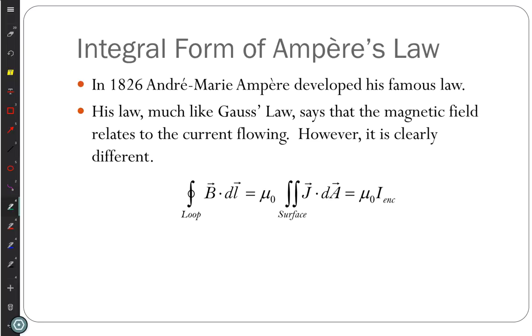So this law here says the integral over a closed loop of B dot dl, which we learned yesterday is called the circulation, is equal to mu naught, where mu naught is the permeability of free space, how magnetizable free space is, times the current, the integral of current density dot dA over the cross section that the current's going through.